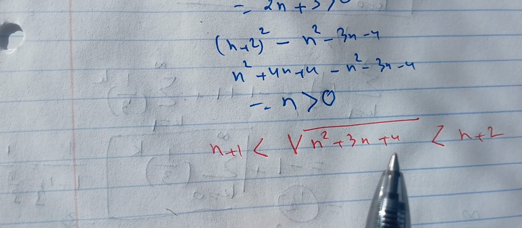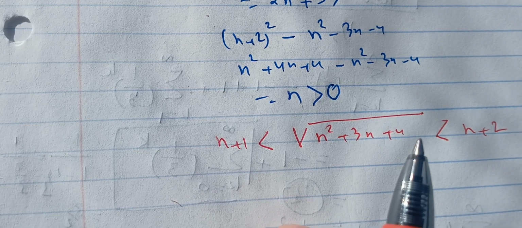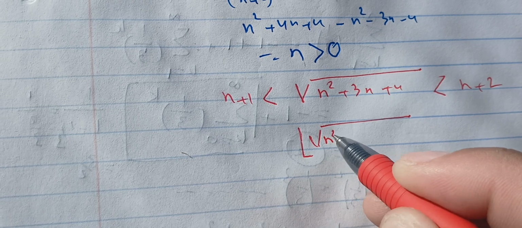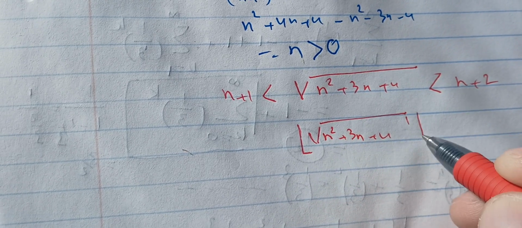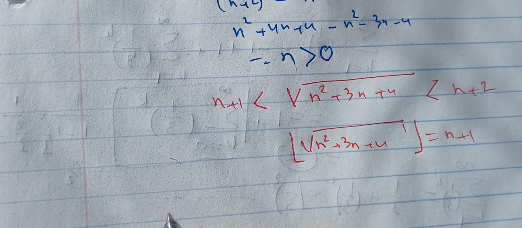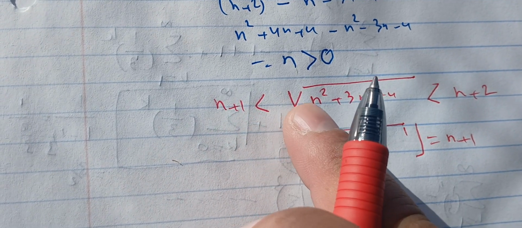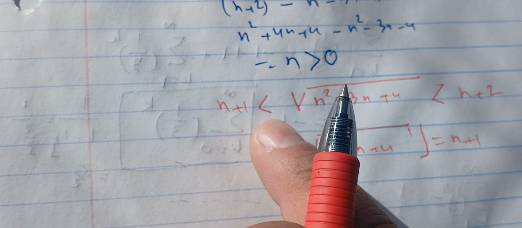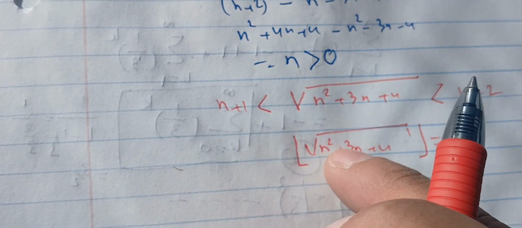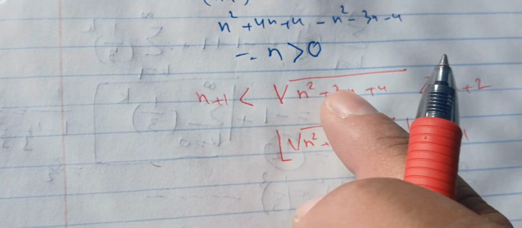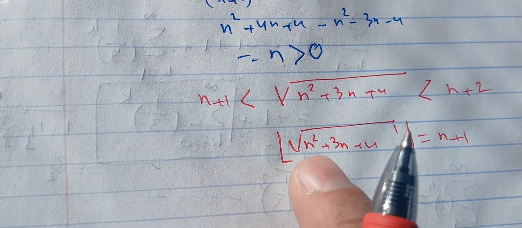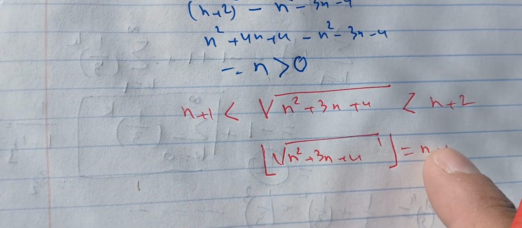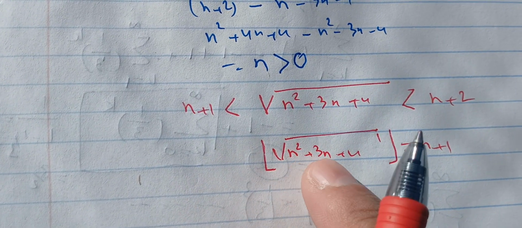Therefore, by definition of the floor function, we see that the floor of the square root of n squared plus 3n plus 4 is equal to n plus 1. There is no other integer that can be bigger than n plus 1 and still less than the square root. It can't be, because this number is trapped between n plus 1 and n plus 2. And therefore, using the characterization of the floor function, this is the floor of our function.